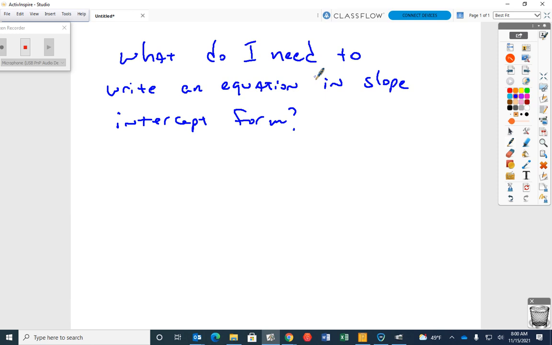Don't need a graph. If all I did, I went to you and I said, Sam, I want you to write me an equation in slope-intercept form. What would you have to have in order to write that equation? Numbers. Okay. What specific numbers? B and slope. You're on the right track. What do I need? I need a y-intercept. I need the b. And what else do I need? I need the slope.